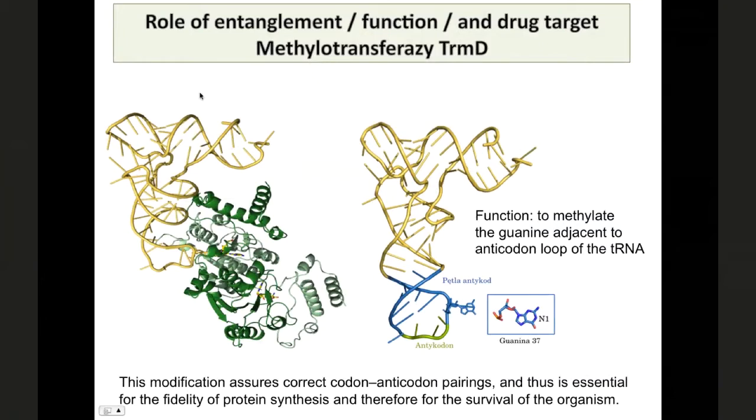So this protein is a dimer. It's composed of two chains and is responsible for the modification of tRNA. This modification assures correct codon-anticodon pairing, and thus is essential for fidelity of protein synthesis and therefore for the survival of the organism. So this protein is quite crucial for a cell to live.